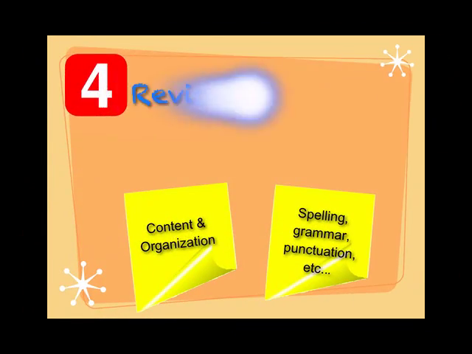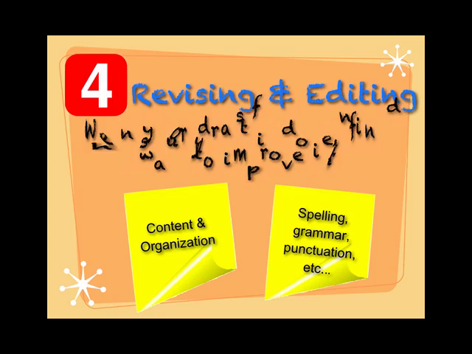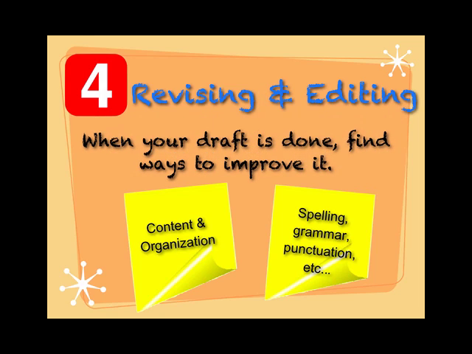Okay, step 4. This is where you do the revising and editing. Once you have your rough draft, maybe you've made 2 or 3 rough drafts, you can then come to the part where you revise and edit. This is where you're going to be looking for ways to improve your essay or your paragraph. First, you're going to look at content and organization. That's the ideas that you've written and the way you've put those ideas down.